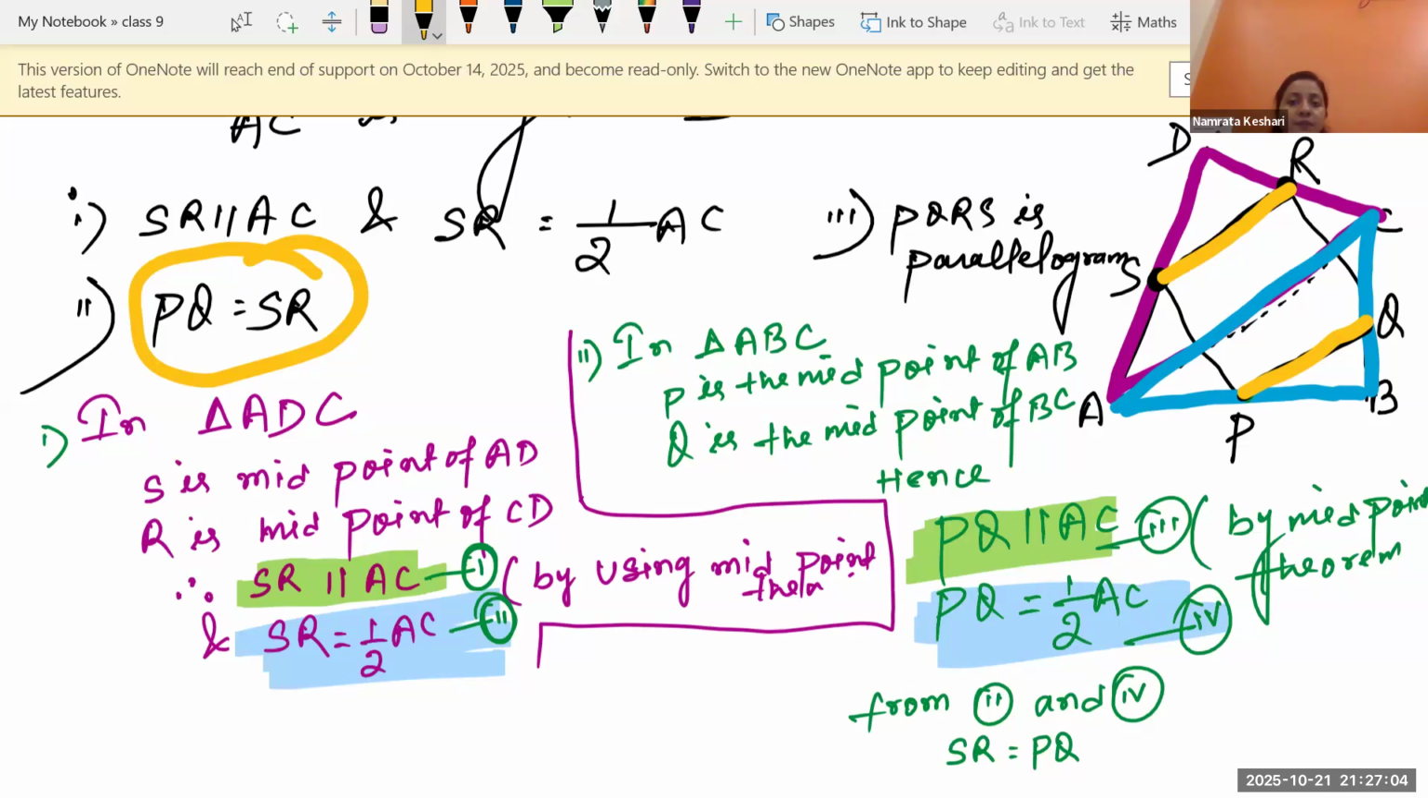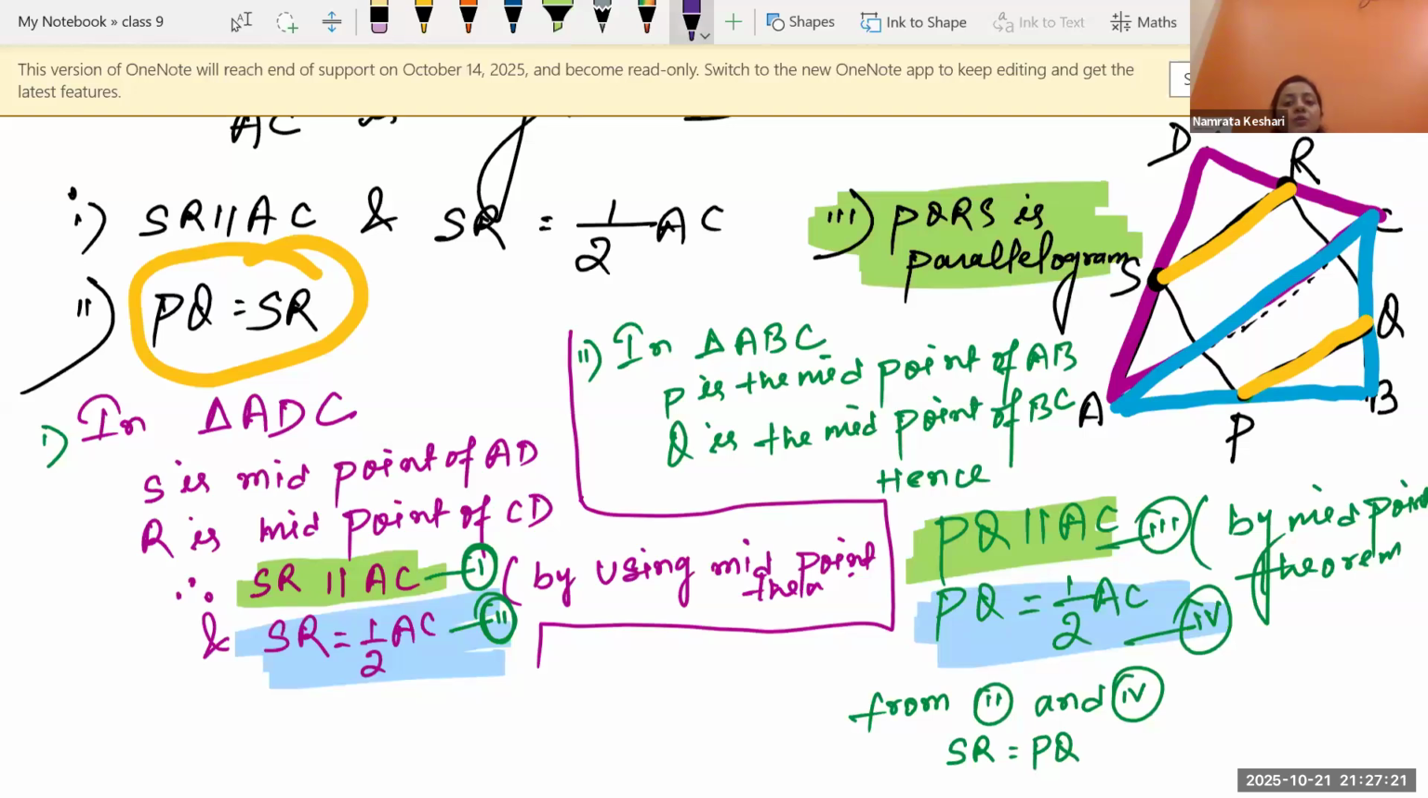Which has to be a parallelogram? The third part, that is PQRS, has to be a parallelogram. Making sense? Okay, we are done with the proof.